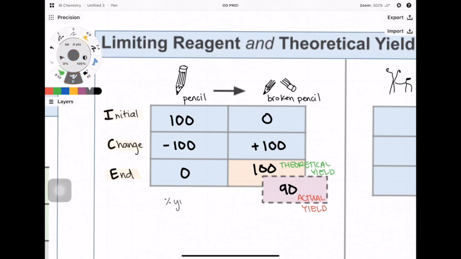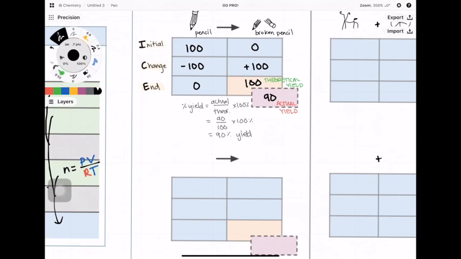If I actually do this in the lab, for example, there might be some sources of error, some of the pencils might get lost, etc. And so maybe my actual yield is 90 pencils, and so I can calculate my percentage yield to be 90%. I only produced 90% of the products that I should have produced.